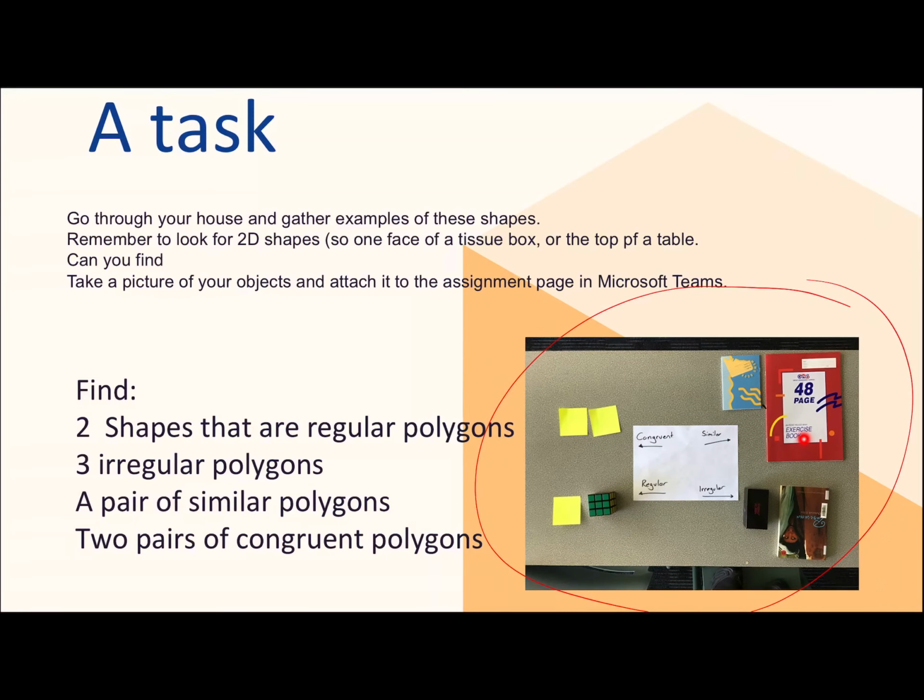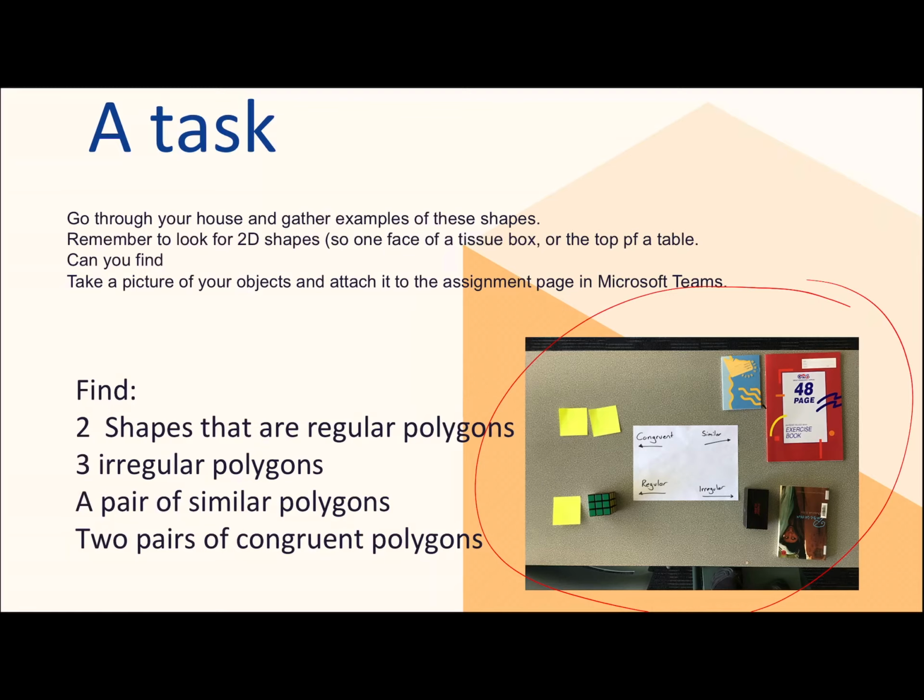If we go up here, I've got 2 similar shapes. This memo book is exactly the same rectangle as this exercise book, but one is smaller than the other. So they are similar shapes. And down the bottom here, I have 2 rectangles. That means they don't have the same length sides all the way around. Not every side is equal, so they're my irregulars.